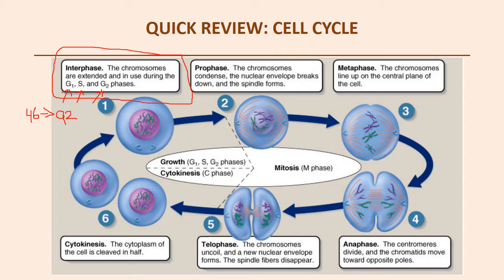If a cell undergoes mitosis, that means that at the end of the day, it will produce two daughter cells that are identical to the original parental cell. Identical in the sense that they will have the same number of chromosomes as the initial cell. So for us, if the cell starts off with 46 chromosomes, at the end of mitosis, it will produce two daughter cells that have 46 chromosomes.